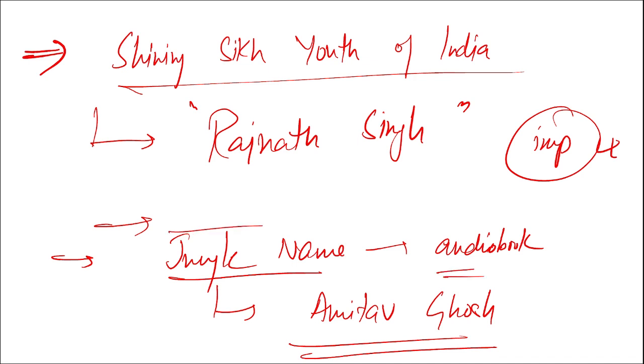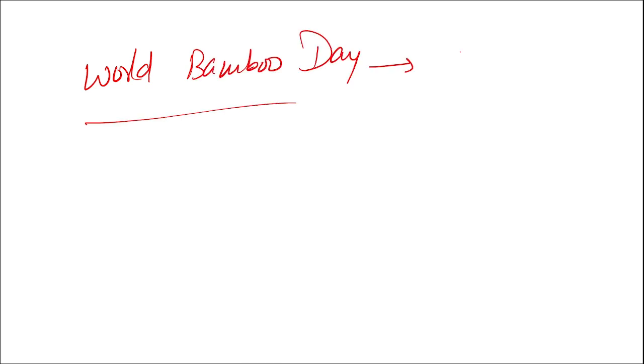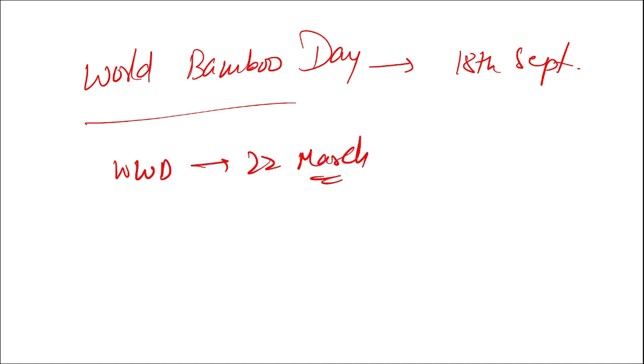Alright. Then if I ask you, tell me, when do we observe World Bamboo Day? We observe this on 18th of September. World Bamboo Day is observed on 18th of September. World Water Day on 22nd of March. World Water Day.